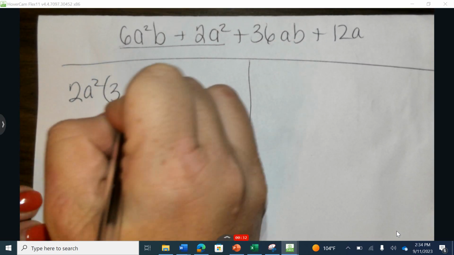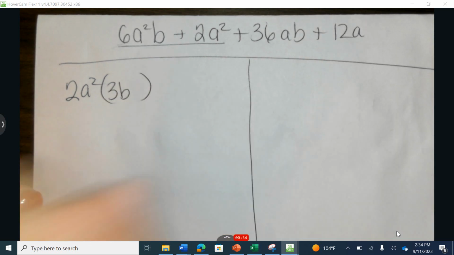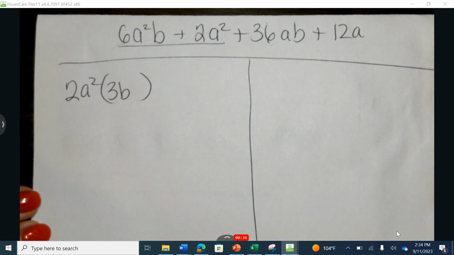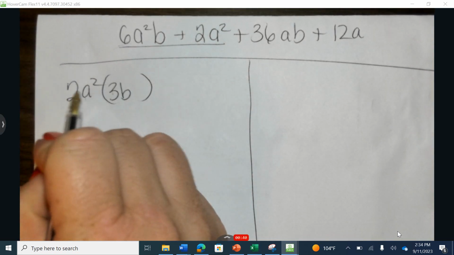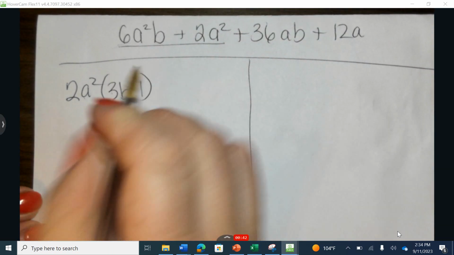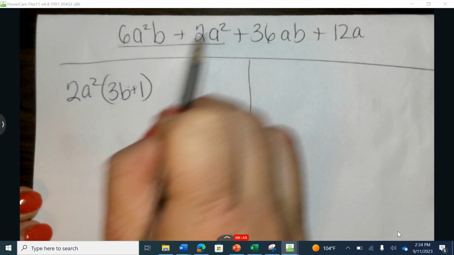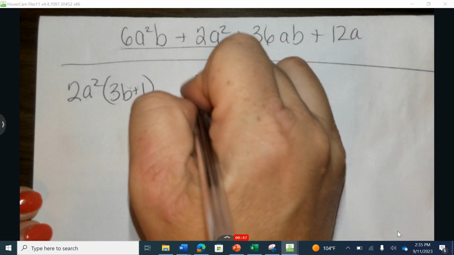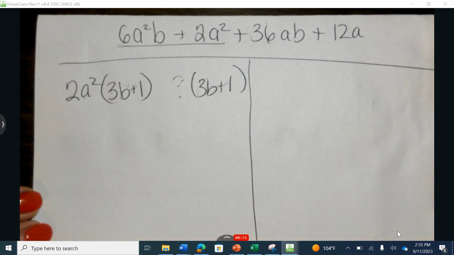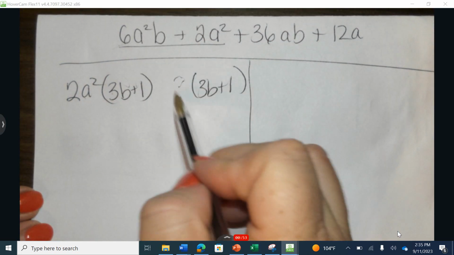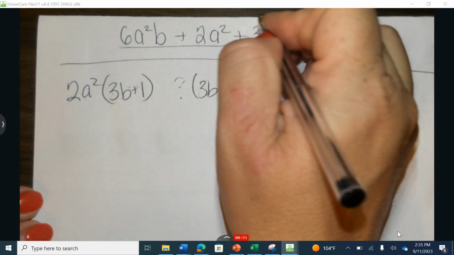In parentheses, I'd have 3b. 2 times 3 is 6. I have an a squared and a b. 2a squared times positive 1 is a positive 2ab. I'm going to write 2b plus 1 and back with a light question mark. Now, if this is factorable, there's going to be this magical term that when I distribute, I end up with the back 2 terms.